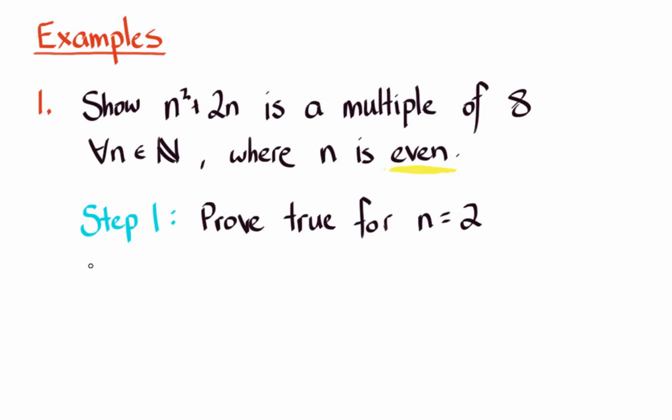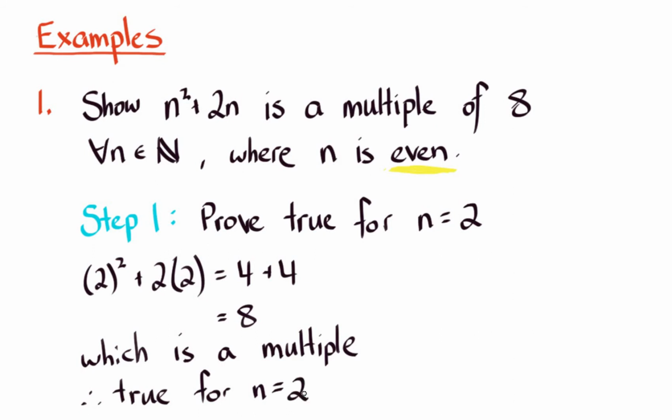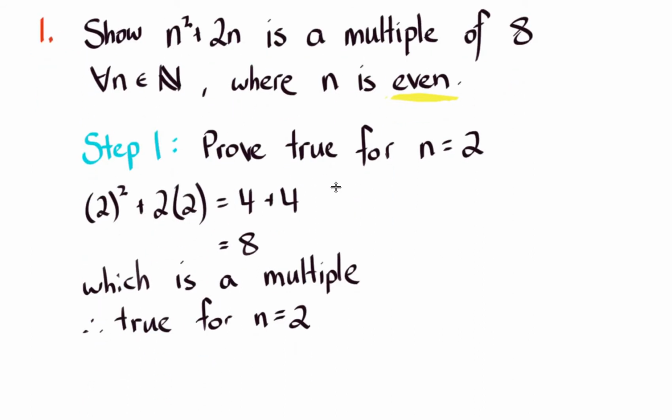n squared plus 2n. Well, we replace n with 2 and we get 2 squared plus 2 lots of 2. And that's simply 4 plus 4. And we know that that is 8, which is a multiple of 8. So nice and easy to start off with. So we can say, therefore, it's true for n equals 2, our smallest natural number for this question. Let's go on to step 2 now, where we assume true for n equals k.